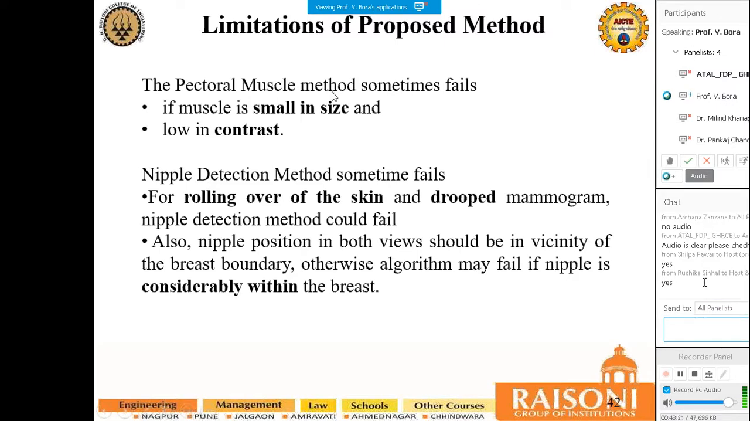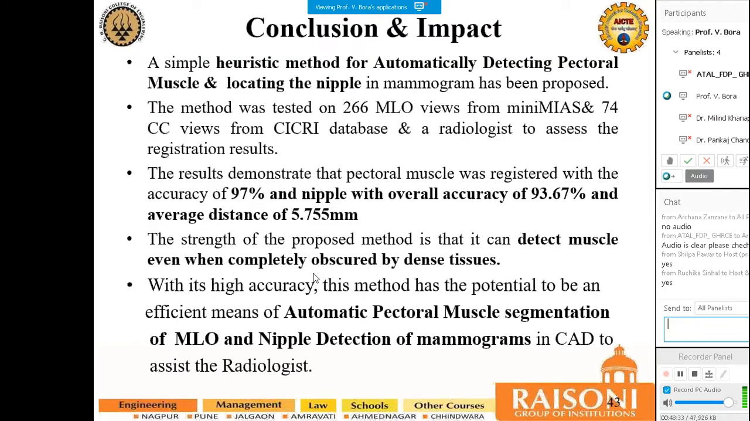It may fail. The nipple detection method sometimes fails because of rolling over of the skin and the drift in the mammogram. So these are the limitations, and the conclusion and the impact of this work is that this is a very simple heuristic method to segment the muscle and locate the nipple in mammograms. They are very important for the radiologist, so they need to be done automatically in a CAD system. The results were 97% for the muscle and 92.67% for the reference nipple location. And the impact is that with high accuracy, this method can be used in a CAD system.